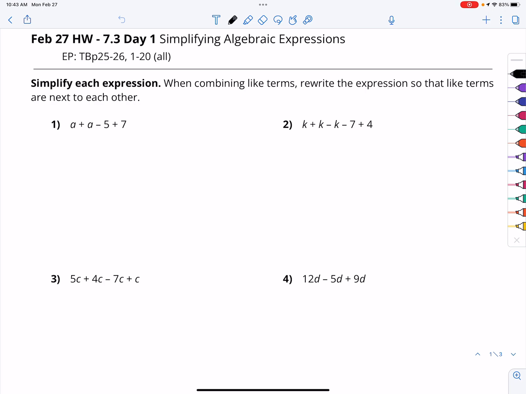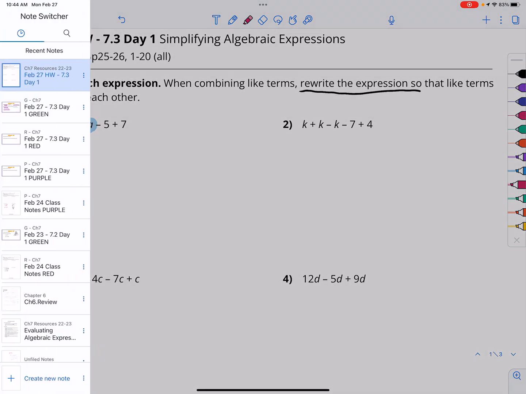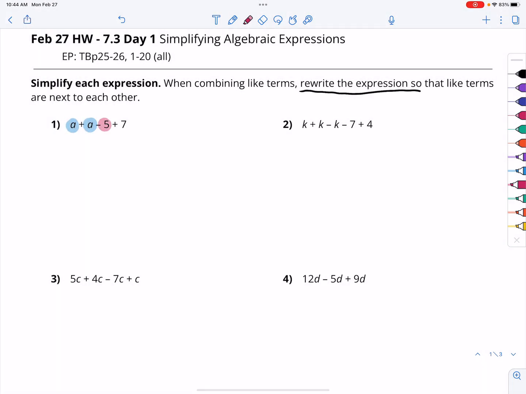So when we go through this, there's a couple strategies that I will be using. Definitely rewriting the expression so that like terms are next to each other before I go through the simplification process. Helps keep track of if you're adding or subtracting and can be quite useful. So for these first ones, I will color code. If we have terms with variables, those would be considered like terms. And then if we have our constants, those are also considered like terms. So a plus a is 2a.